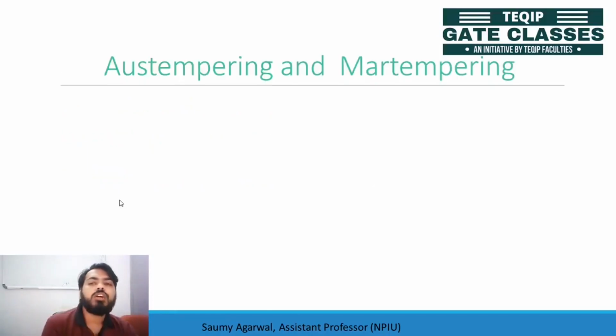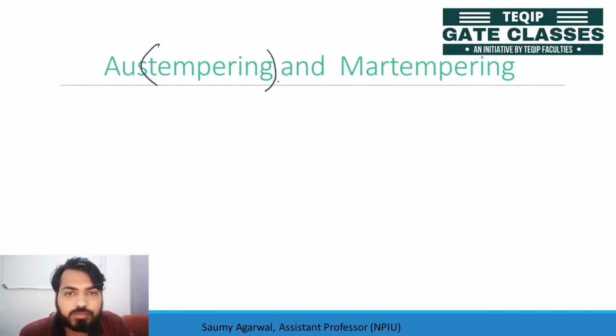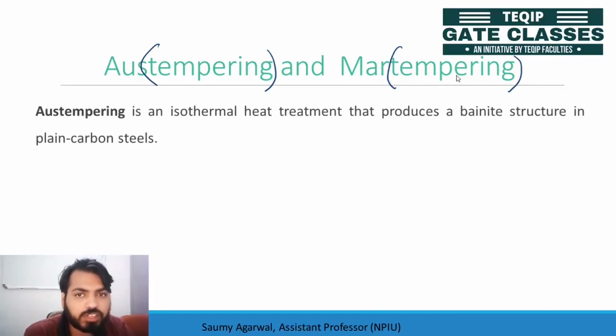Now we have some special types of heat treatment process. First is Aus tempering process and Mar tempering process. We have added the word tempering here, but this doesn't mean that this is a classification of the tempering process. Aus tempering and Mar tempering are not types of tempering process. They are special types of heat treatment process, and they involve different things. So do not get confused by the mere addition of the word tempering here.